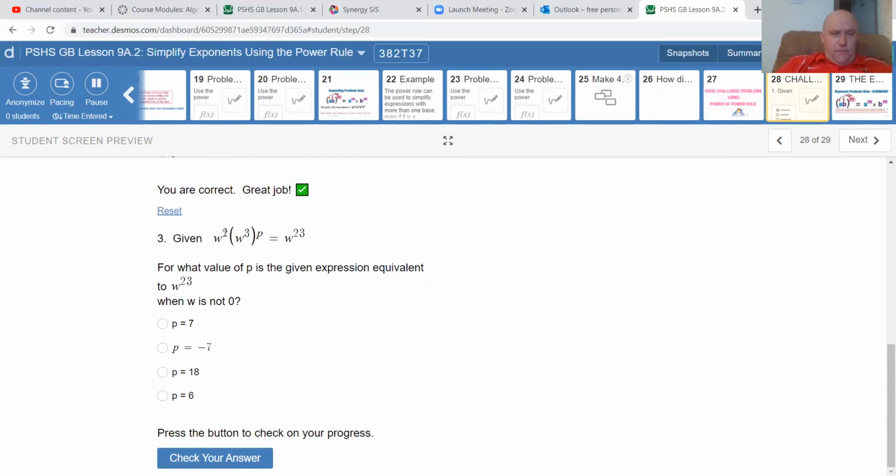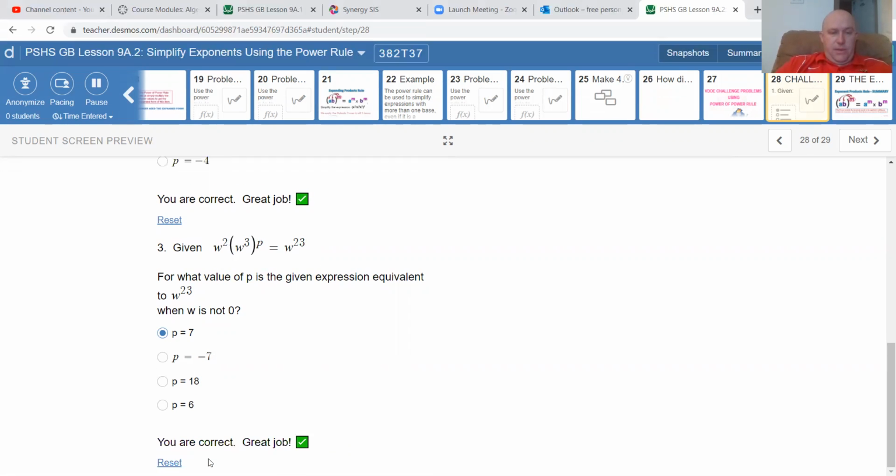This one is a little bit more confusing. Power to a power here. So I've got 3 times p, but also I have a times by w squared. So when we multiply, we add the exponents. So 2 add 3p is 23. I'm just going to show you that p is 7 and show you why. 2 plus 3 times 7, 2 plus 21 does indeed give you 23.